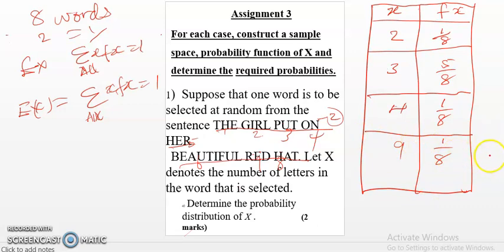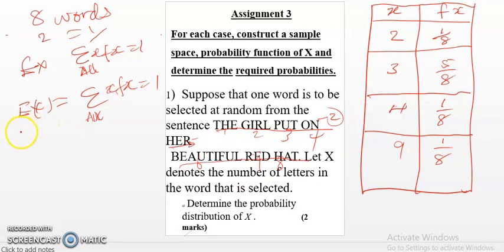Okay, so now that we've got the probability distribution table, let's go ahead and find the expected mean, so that we determine the probability distribution of x. Using this formula, we know that to find the expected mean, we simply need to multiply the variable x with f of x and add them together.